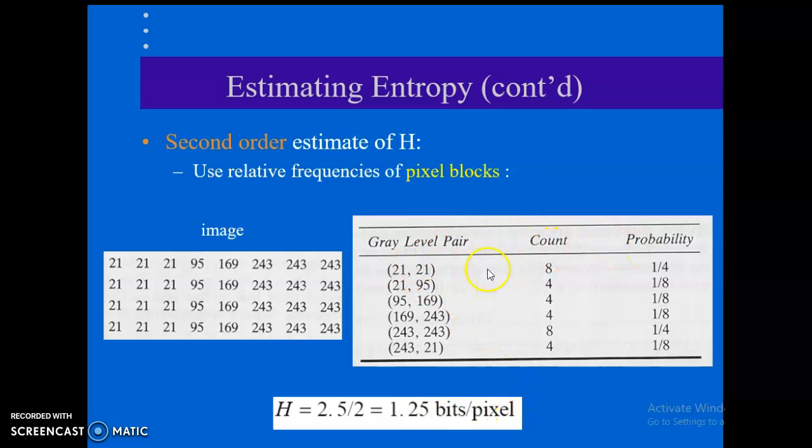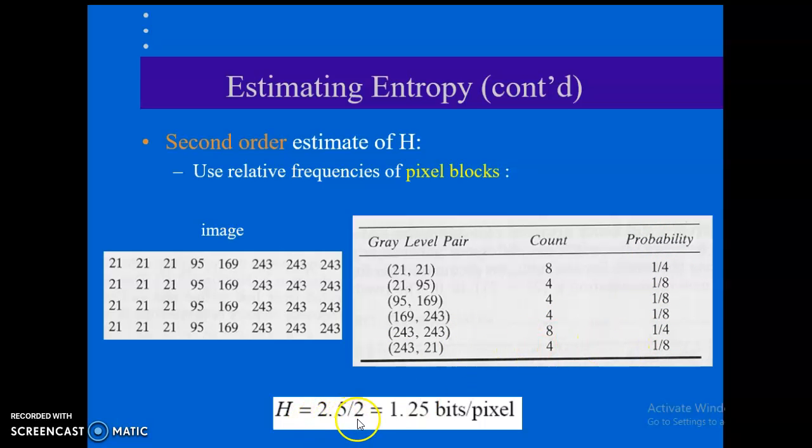Gray level pair, count, probability. The pairs are 21, 21; 21, 95; 95, 169; 169, 243; 243, 243; 243, 21. The counts are 8, 4, 4, 4, 8, 4. The probabilities are 1 by 4, 1 by 8, 1 by 8, 1 by 8, 1 by 4, 1 by 8.